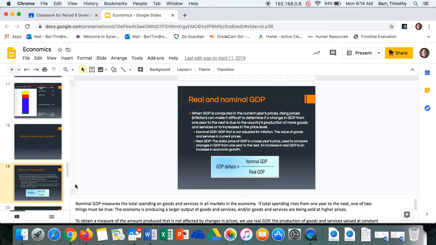So real and nominal GDP, when you get to that part on the assignment, you have to use the GDP deflator. So you find your nominal GDP, which is not adjusted for inflation, and then you find your real GDP, which is the adjusted for inflation GDP.